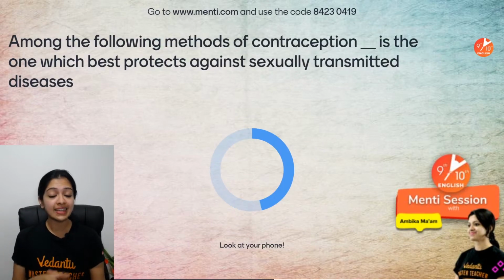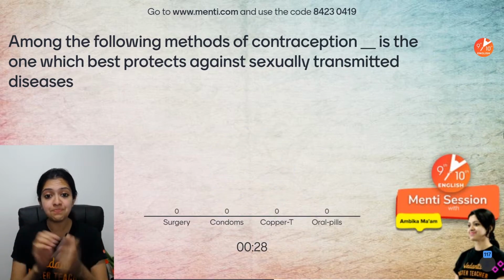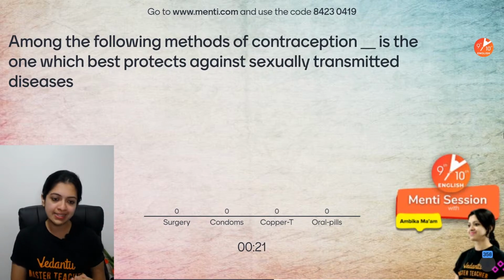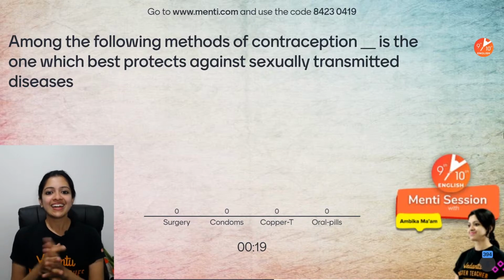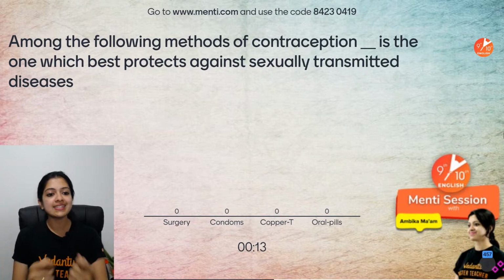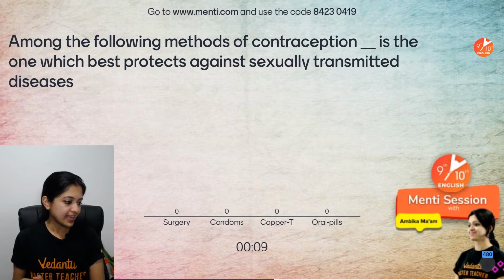Among the following methods of contraception, dash is one which best protects against sexually transmitted diseases. Surgery, condoms, copper T, or oral pills. What would the answer be? Surgery, condoms, copper T, or oral pills: which protects against STDs or sexually transmitted diseases? Yes.